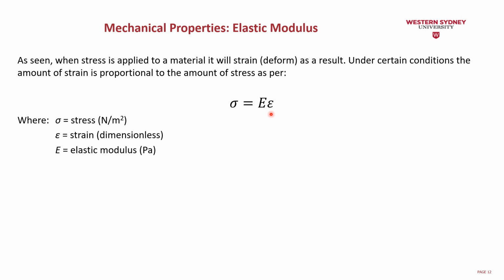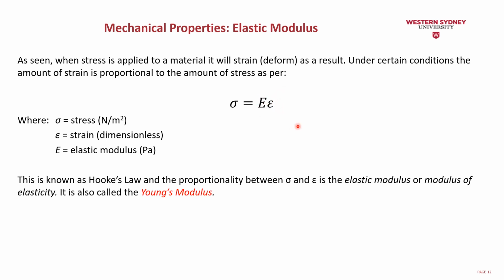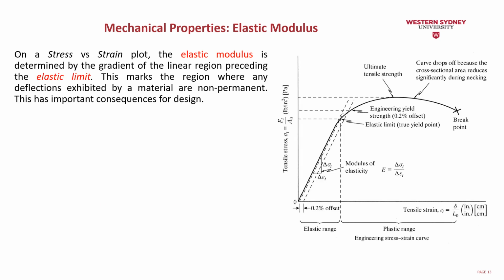That means the elastic modulus unit is going to be the Pascal, which is Newton over meter squared, because we said that strain is dimensionless. This is known as Hooke's law, and the proportionality between the sigma and the epsilon, or stress and strain, is the elastic modulus, or modulus of elasticity, which is also known as the Young modulus. So on the stress-strain plot, the elastic modulus is determined by the gradient of the linear region preceding the elastic limit at this stage here.